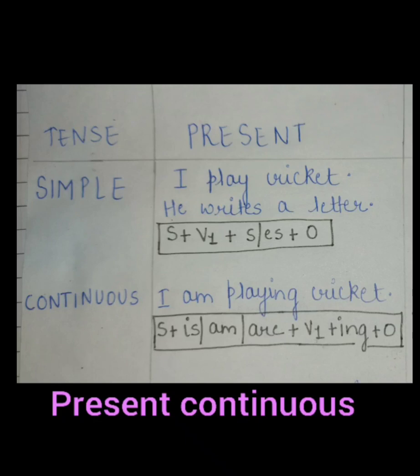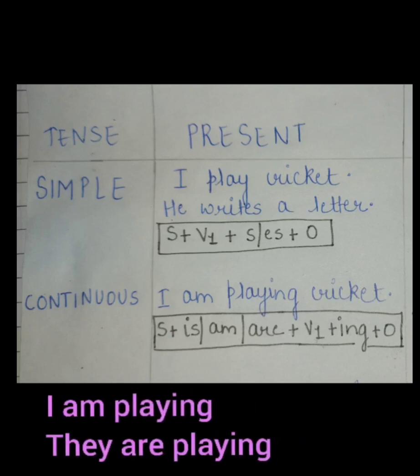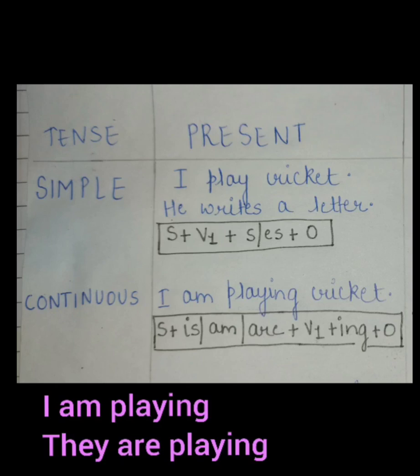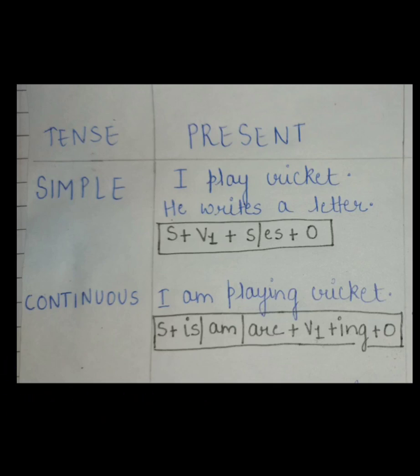The rule says subject plus is am are. So students, here this is am are will come according to the subject. Okay. So if I have I, with I will be using am. If I have he, she, it, I will be using is. She is playing cricket, he is playing cricket. Okay. But if I have plural, that means I have to use are. They are playing cricket, we are playing cricket. So singular subject will take singular helping verb, whereas plural subject will take plural helping verb.